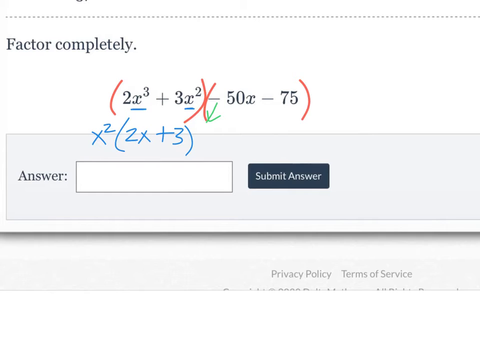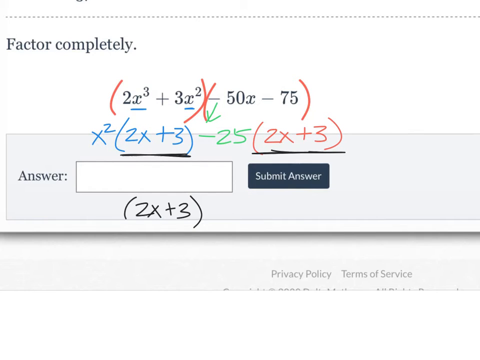Look at the next one. Take out a negative. Negative what? What'll go into 50 and 75? 25. Okay. What's that leave? 25 times 2x and 25 times positive 3 because that was a negative. Now again, remember what has to happen. These groups have to be the same, which they are. So I have 2x plus 3. And then I take what's left outside, which is x squared minus 25.